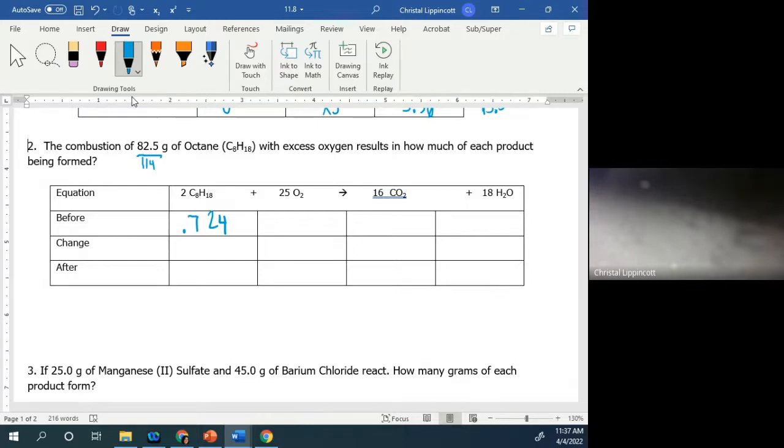This one, they told us it was excess, and we don't start with either of these. Questions there? I have 1.38 for number 1. 1.38 here? Yeah. So 82.5 divided by 114. So 12 times 8 is 96 plus 18. That's 114. So 82.5 divided by 114, that's 0.724.